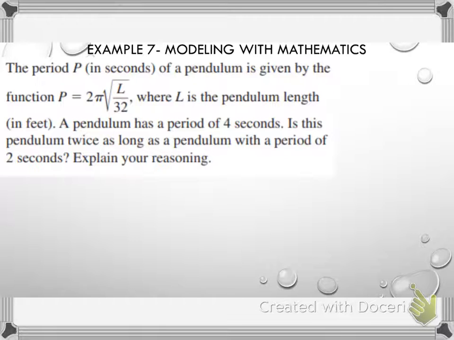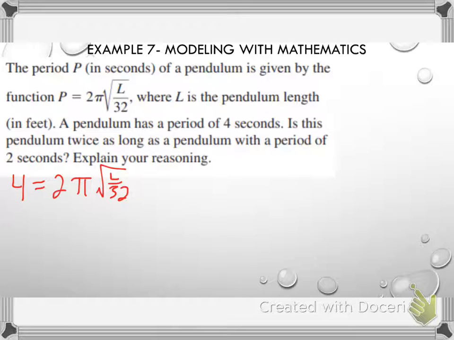So, we're going to be doing 2 problems here. We're going to replace P with 4 and solve for L, to see what the length of that pendulum is. Then I'm going to do the same thing with 2, plug that in for P, solve for L. Then we're going to compare the 2 lengths, see if one is twice as long as the other. Does that make sense? It doesn't matter which one you start with. Since 4 came first, I'm going to plug 4 in for P, and we're going to solve for L.